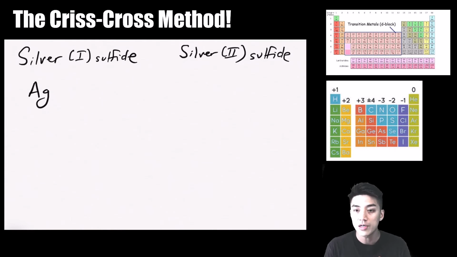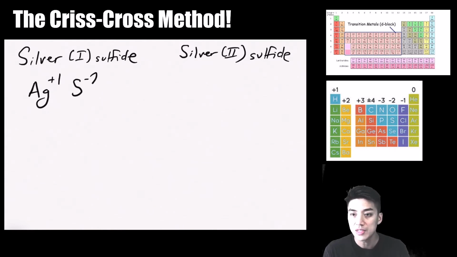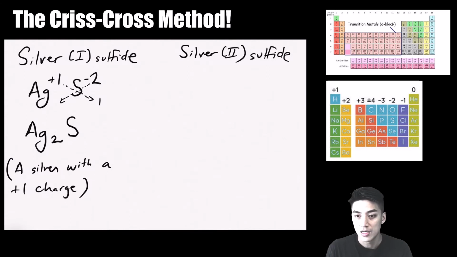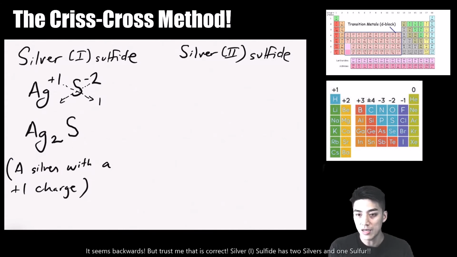Silver(I) sulfide. Silver has a +1 charge. Sulfur always has a -2 charge. And we're going to crisscross, bring the 2 down, bring the 1 over, write down what you see. So we have silver Ag2S1, which I'll omit. So this means a silver with a +1 charge, not the quantity. So it seems a little bit backwards, because the formula is Ag2.